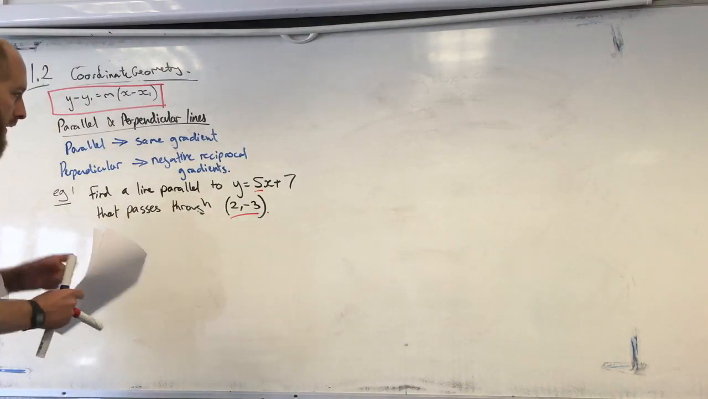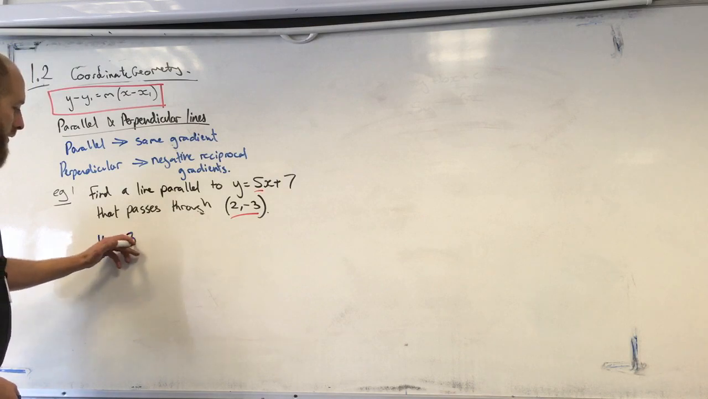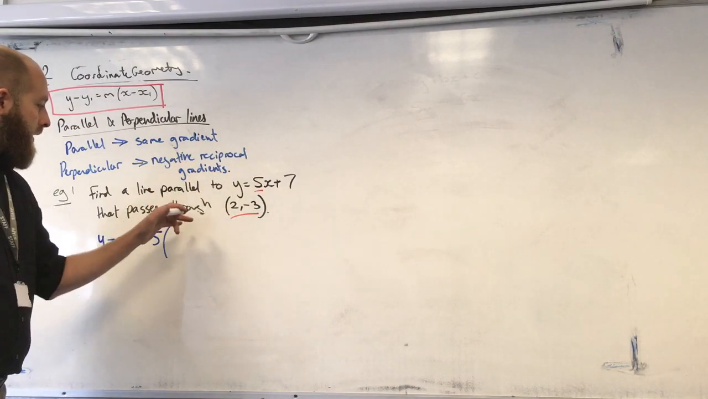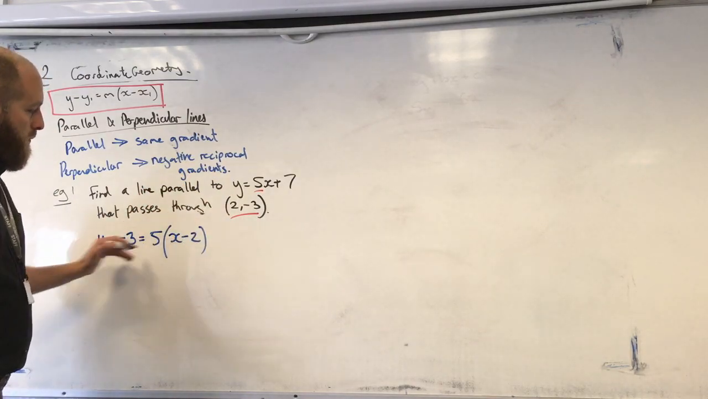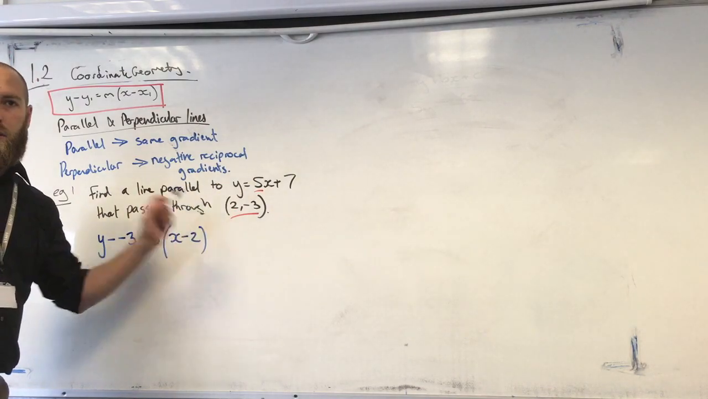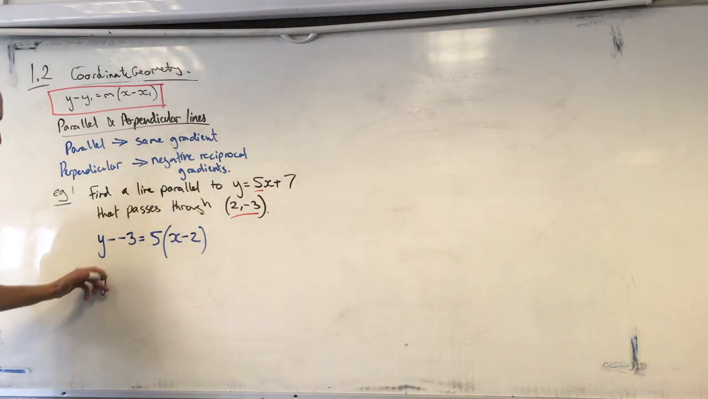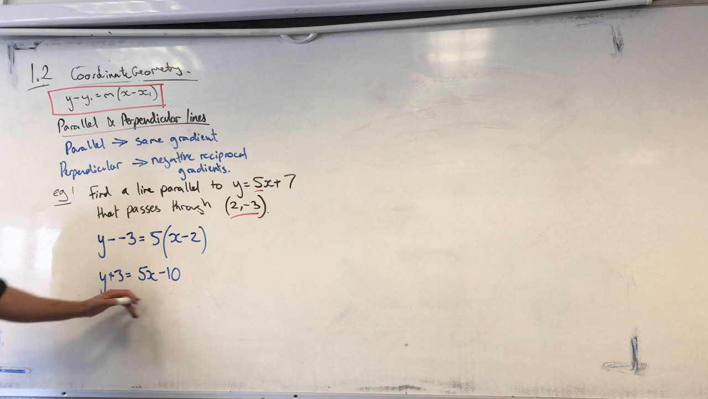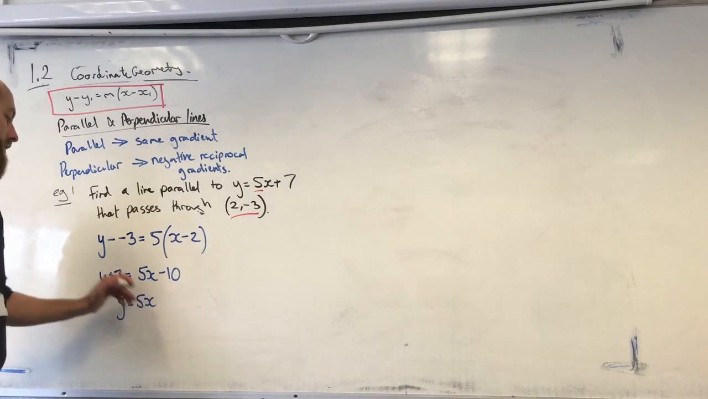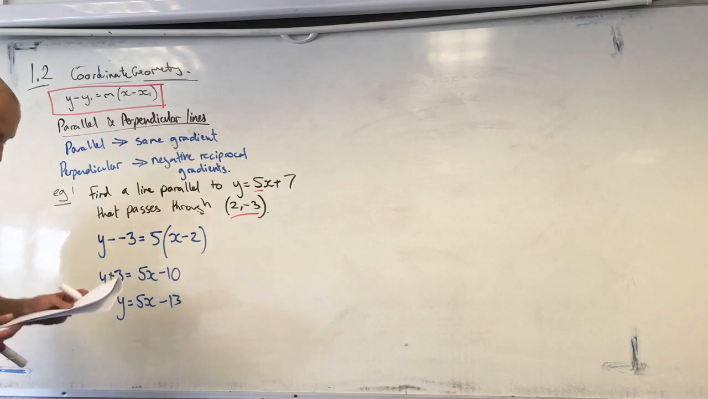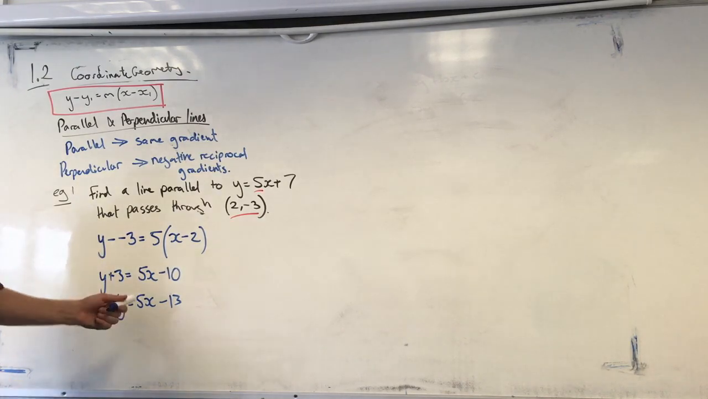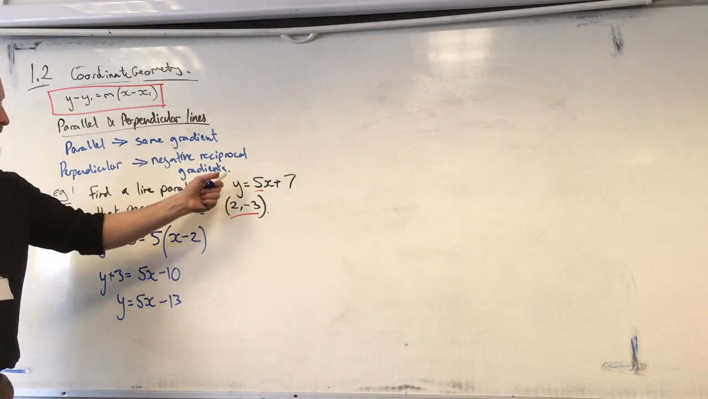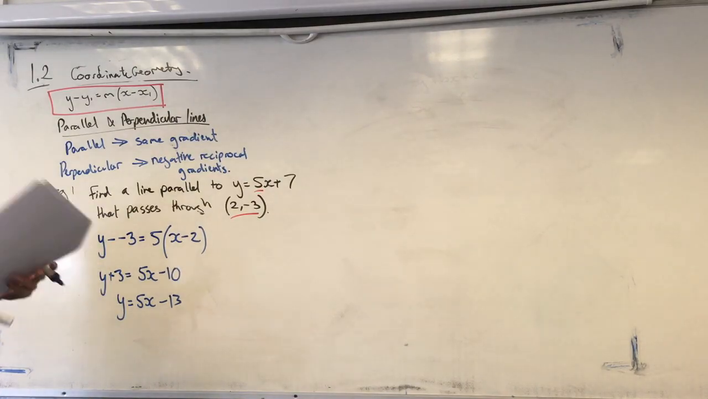So we're going to say y minus y1, so y minus minus 3 equals our gradient 5, because they're parallel, same gradient, times x minus 2. This will be the line parallel to this line that goes through that point. So we get y plus 3 equals 5x minus 10. Subtract 3 from both sides to get y equals 5x minus 13. Cool, so if we sketch that and look for this point, you can see it does go through that point and it is parallel to the line that we started with.